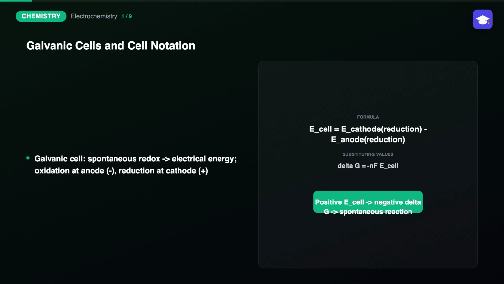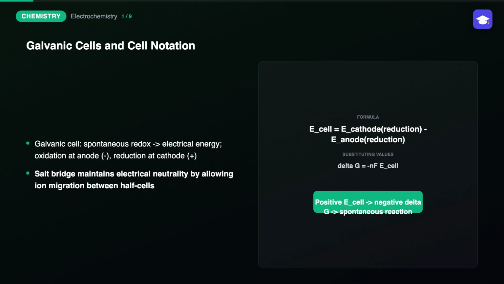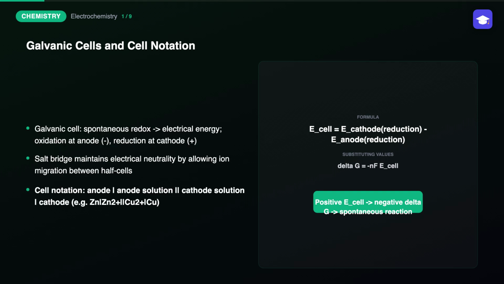Oxidation, genuine electron loss, always occurs at the anode, which is specifically the negative terminal in a galvanic cell, while reduction, genuine electron gain, always occurs at the cathode, the positive terminal. And remembering this pairing correctly, an oxidation anode versus a reduction cathode, and specifically that this exact terminal polarity reverses in an electrolytic cell, is a classic, frequently tested point of confusion.